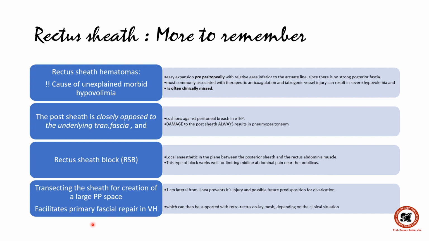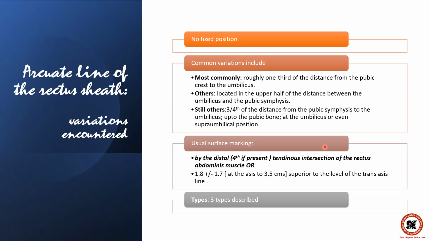Number two, once you have mobilized the whole of the posterior rectus sheath, it also helps in primary fascial repair, ventral hernia repair, and ventral hernia management. And over this repaired posterior rectus sheath, you can easily put in a retrorectus onlay mesh.